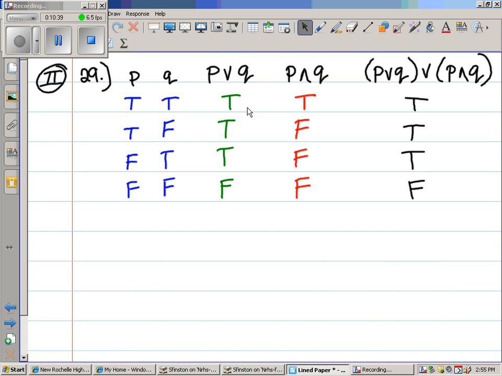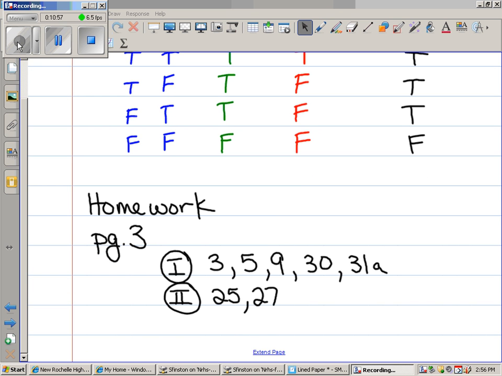So smart. All right, let's assign some homework, for us to practice. And then we're going to enjoy our weekend. So our homework is all going to be from page 3. Oops, I made a mistake.